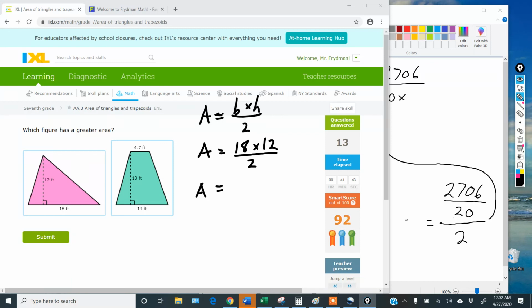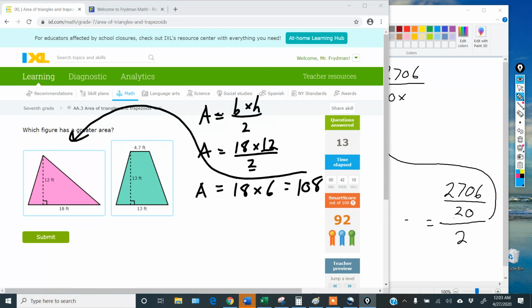I'm going to use a little trick here to simplify that. 12 divided by 2 is 6. So I can say that this is the same as 18 times 6, and that's going to give me 108. So the area of this one is 108.